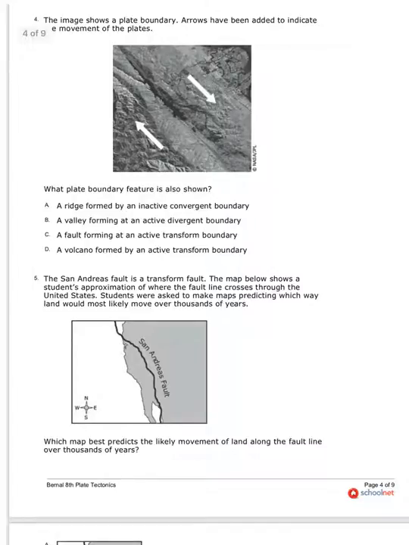Number 5. The San Andreas Fault is a transform fault. The map below shows a student's approximation of where the fault line crosses through the United States. Students were asked to make maps predicting which way land would most likely move over thousands of years. Which map best predicts the likely movement of land along the fault line over thousands of years?